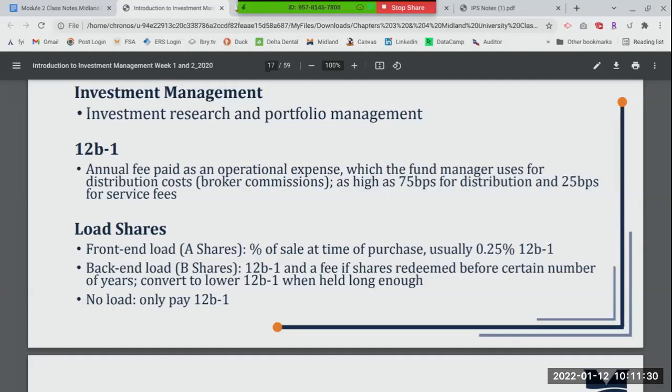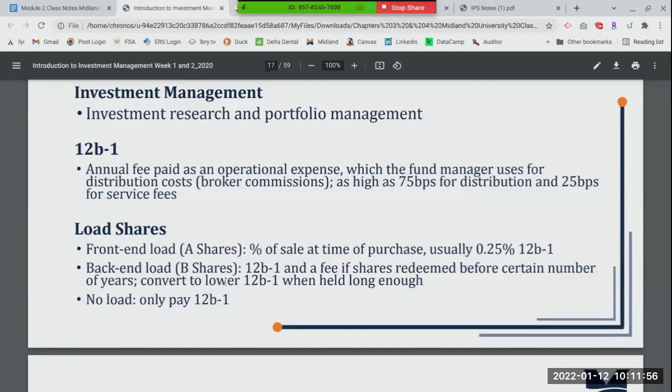So we can have loaded shares. A front-ended load says that if you invest $100, a typical load might be 5%. There's a 5% front-ended load. That means that upfront, whenever you give that $100, they're going to keep $5, and $95 will be what you have to invest in the fund.